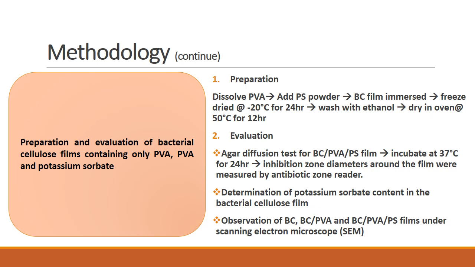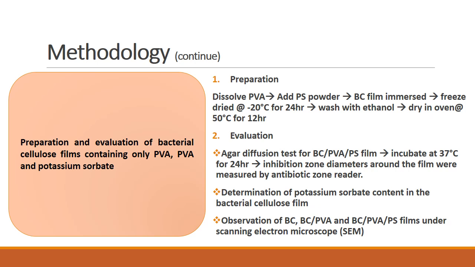Coming to the most important part of the experiment, to prepare the new biocomposite, firstly PVA is dissolved in hot water, and after that potassium sorbate powder is added into the PVA and mixed well. After mixing well, the bacterial cellulose film synthesized before is immersed into the mixture, and it is freeze-dried at -20 degrees Celsius for 24 hours. To sterilize the film, it is washed with ethanol, and to dry the film, it is dried in an oven at 50 degrees Celsius for 12 hours.